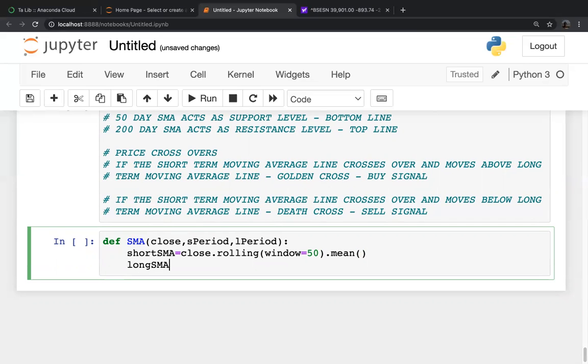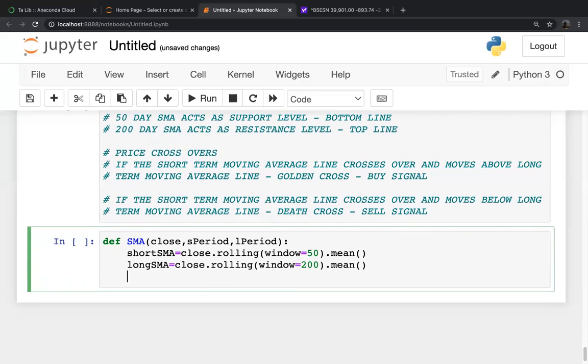Long SMA is equal to close dot rolling, window is equal to 200, dot mean. Okay, so we are asking it to calculate the long term and short term.